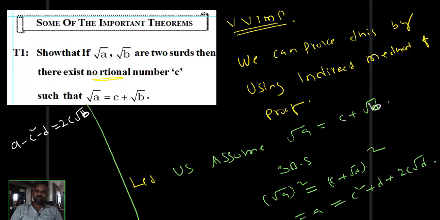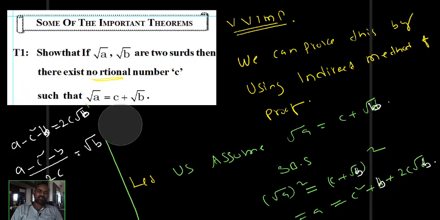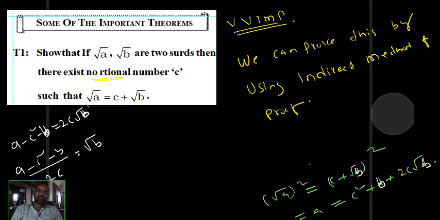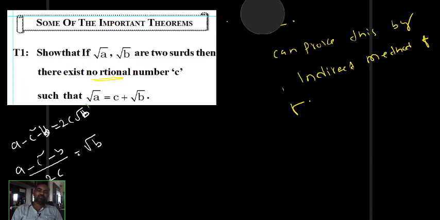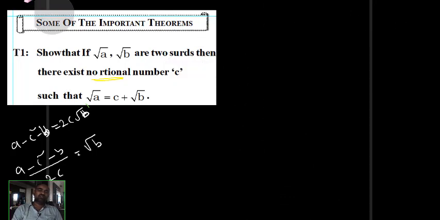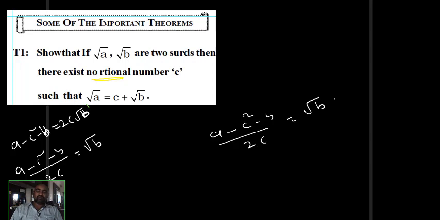Here b means here also b. Here b, here b. Okay. So (a minus c square minus b) by 2c equal to root b, which is impossible because LHS is a rational number and RHS is an irrational number, which means what you assumed is wrong. I will write that here: (a square minus c square minus b) by 2c equal to root b.